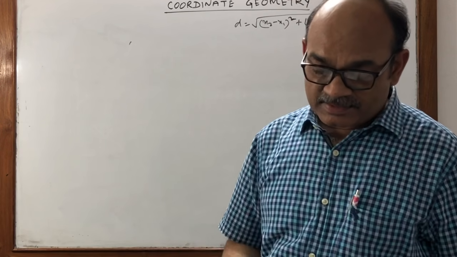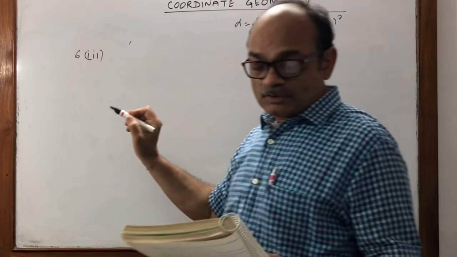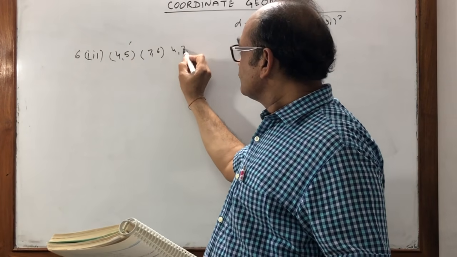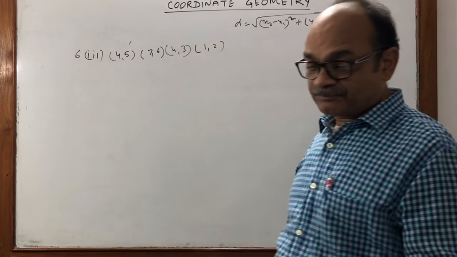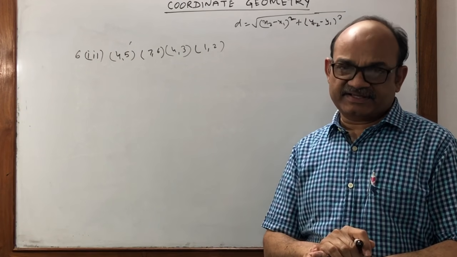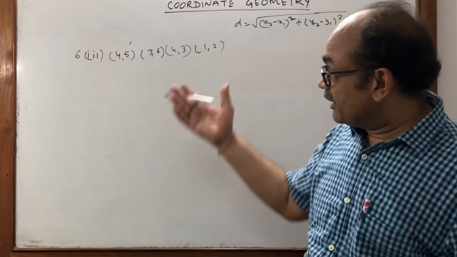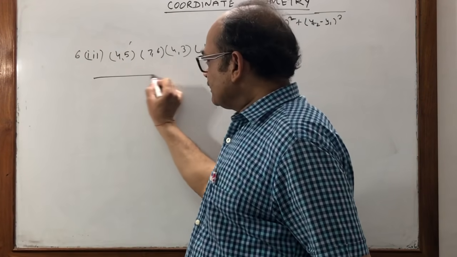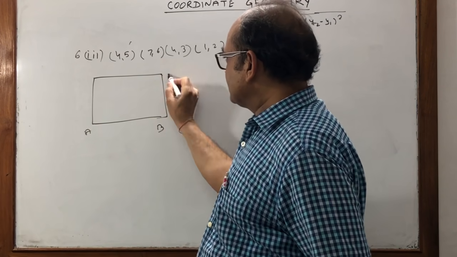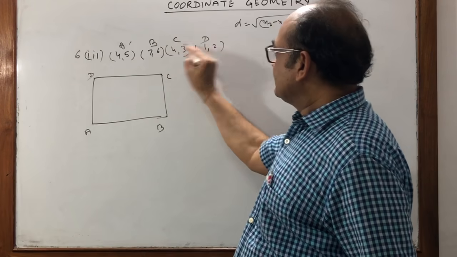Next question, sixth question, third part. Four coordinates are given: 4, 5, 7, 6, 4, 3 and 1, 2. You have to find out which type of four-sided bounded figure it is: a square, a rhombus, a parallelogram or any quadrilateral. You have to check. It means in cyclic order, first you have to write all these four corners, say A, B, C, D. First one is A, then B, then C and then D.